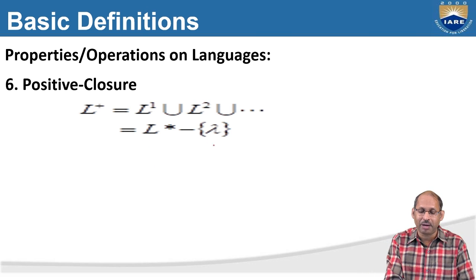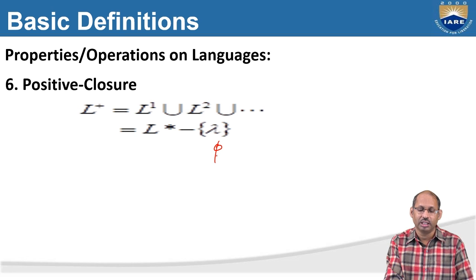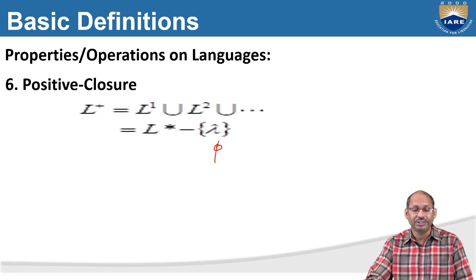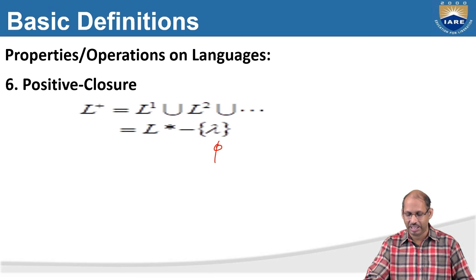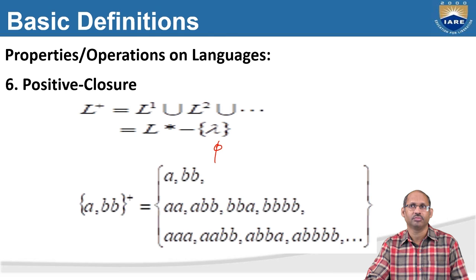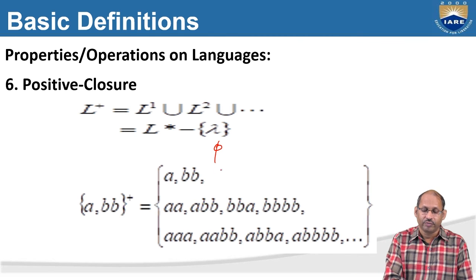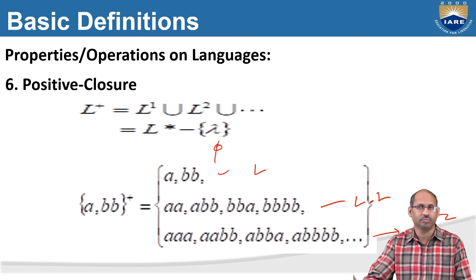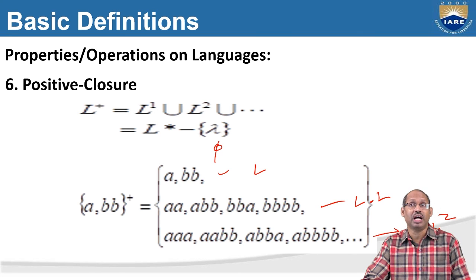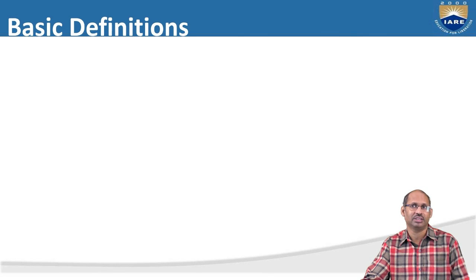Then positive closure. L star minus the empty set gives the positive closure of the language. So it is the given L, this is L concatenation with L, this is L concatenation with L square and so on. It removes the empty language.